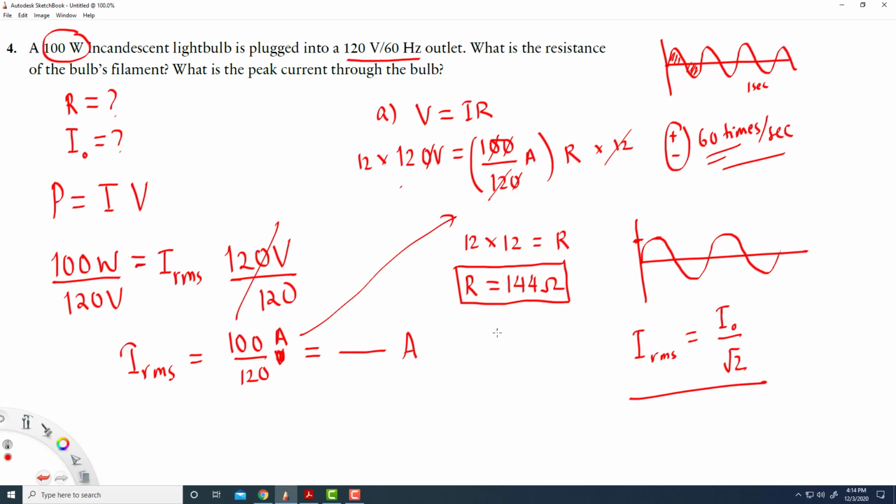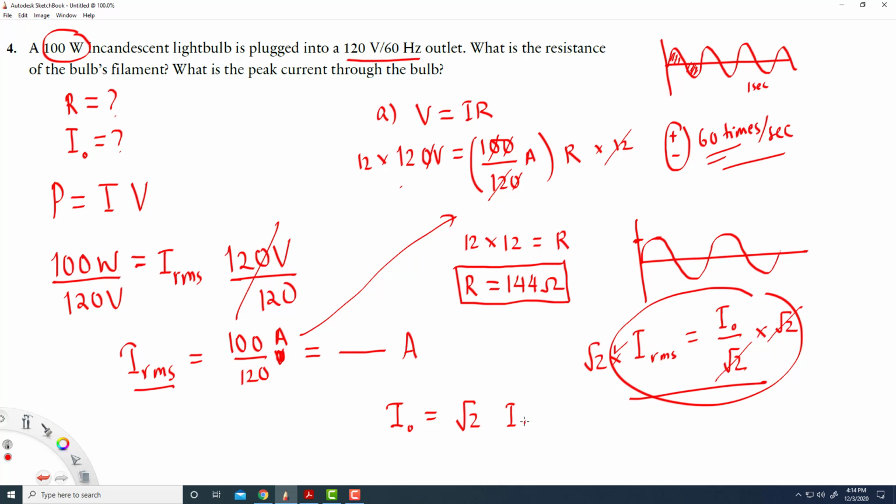Now let's find the peak current. We can use this formula to find peak current. We already know IRMS. Okay, this is known. That means I peak would be, to get rid of this square root of 2, you can multiply both sides by square root of 2. Cancel square root of 2 and square root of 2. So I peak would be square root of 2 times IRMS. So square root of 2 times IRMS, which is 100 over 120. Okay, so do the math. That will give you I peak.